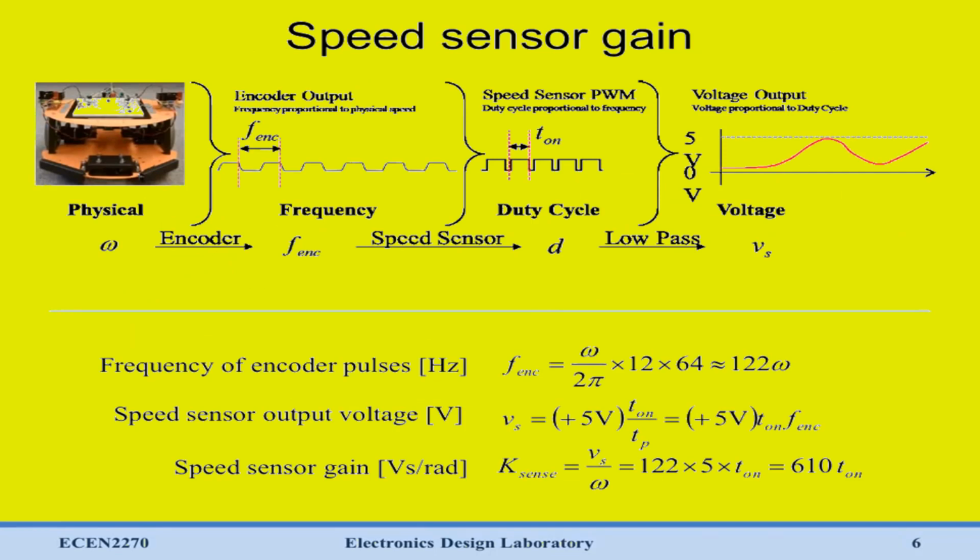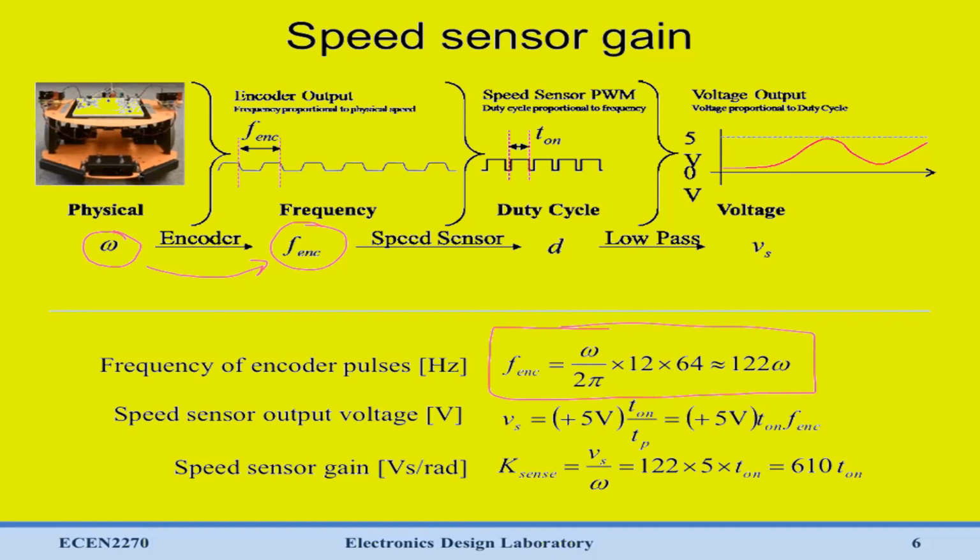So if we take a look back at how our speed sensor works, remember that we take some omega from our motor, and this is the physical speed of our motor, and the encoder generates some frequency encoder from that. We use this equation down here to relate the two.